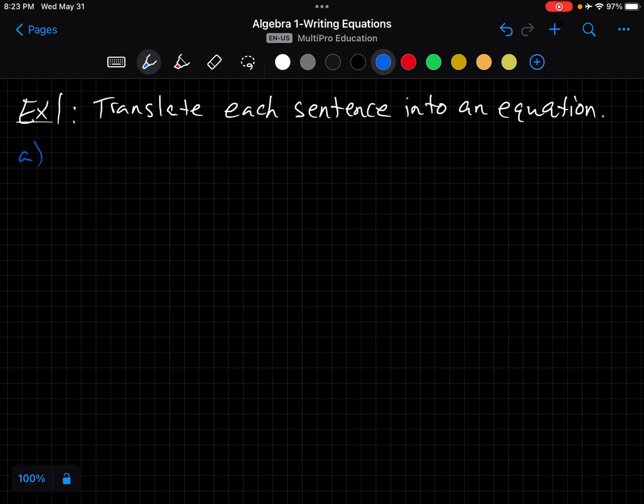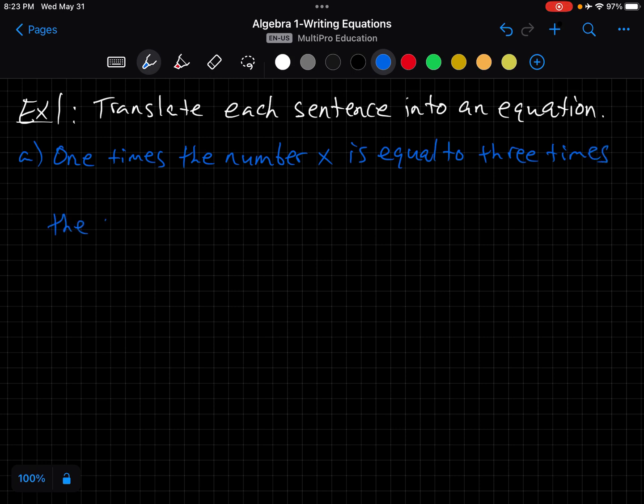And let's start with A. We have 1 times the number x is equal to 3 times the sum of y and z. Alright, so let's go through here and dissect this verbal sentence or written sentence.